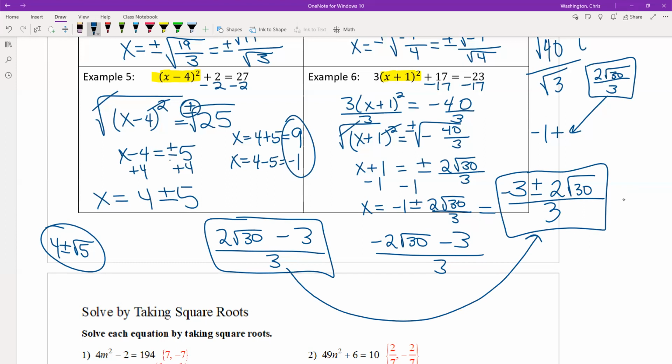Where'd the i go? The i did not just disappear. It should be here, it should be here, it should be there, and it should also be there. I just forgot to write it. So don't forget to write it. But it definitely should still be there. I just forgot to write it. That's my bad.